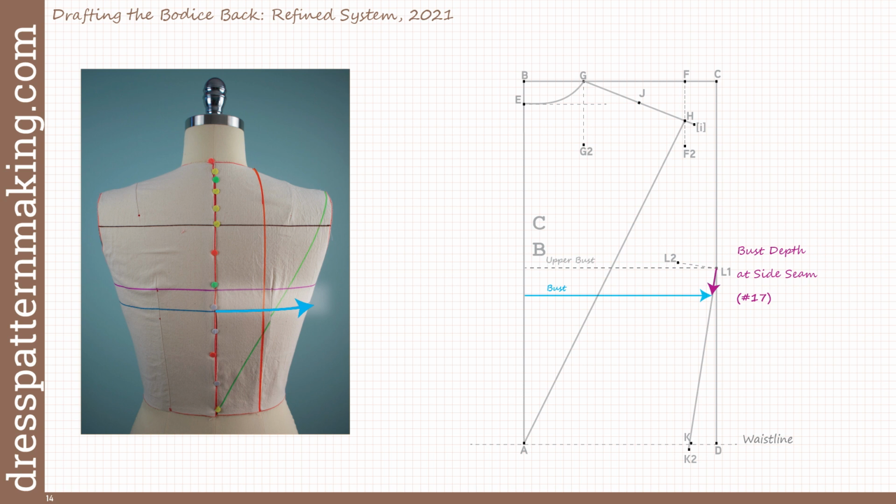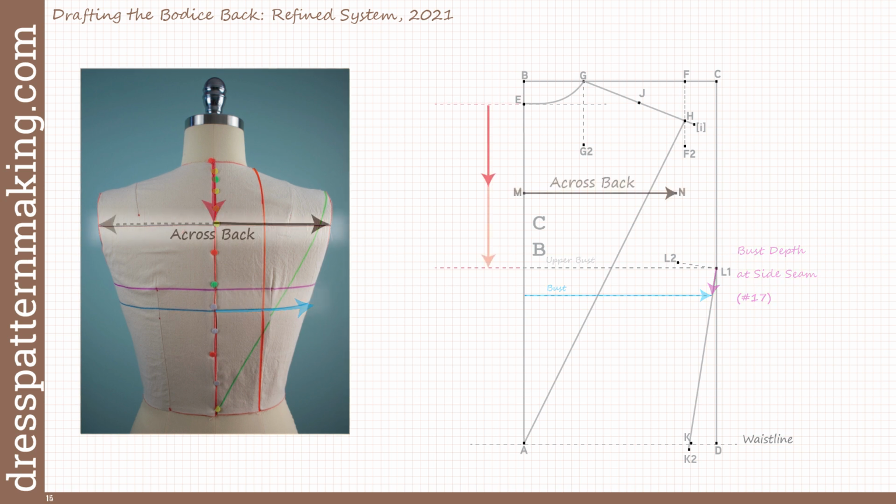Next, take your bust depth at side seam measurement. That's number 17 on the measurement chart. Measure down from the underarm point L1 and mark the bust level. Draw a line from the centre back at right angles to the centre back line to touch this point. Now, I actually neglected to give that point a letter, but it should be okay because we are drawing the line there.